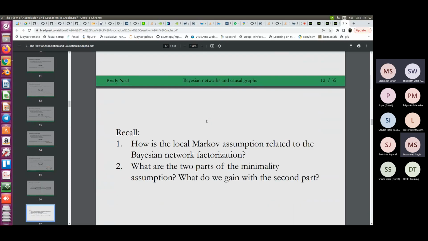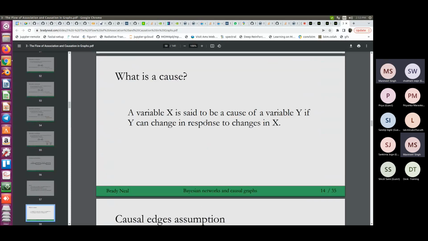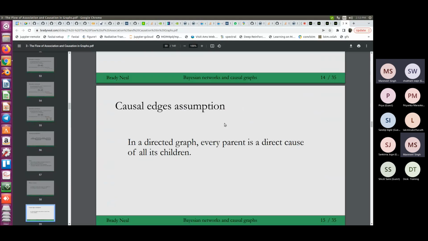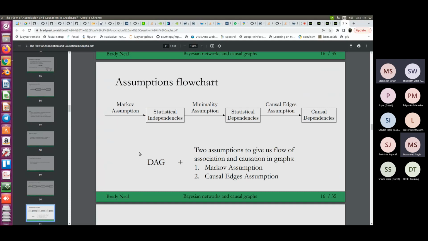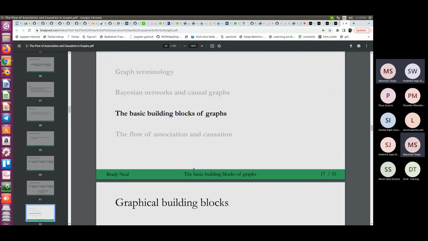Okay, so what is a cause? A variable X is said to be a cause of a variable Y if Y can change in response to changes in X. And in a directed graph, every parent is a direct cause of its children. So we have two assumptions to give us the flow of association and causation: one is the Markov assumption, and another is the causal edge assumption.